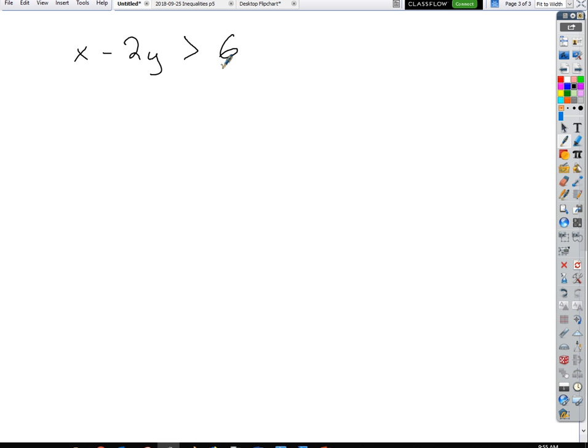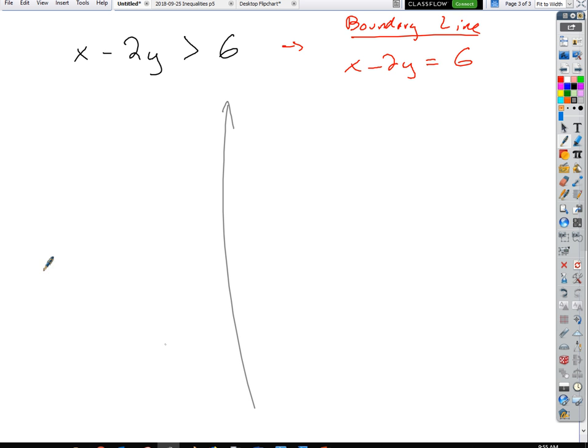Okay, so the suggestion is let's graph the boundary line, right? So the boundary line is just going to be the line x minus 2y equals 6, right? So we don't have to put this in slope-intercept form. Remember our trick for graphing a line in standard form? We just need 2 points. What would the convenient points be here?